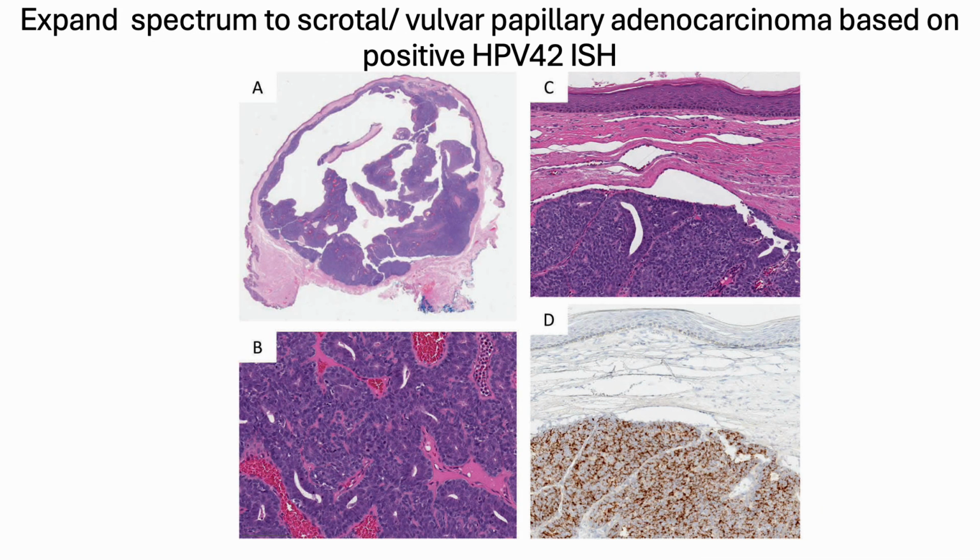Well, as a consequence of knowing this, we can expand the spectrum of papillary adenocarcinoma to some tumours at other sites apart from digits, and so far similar tumours have been identified on the scrotum and the vulva. And this is an example of a scrotal papillary adenocarcinoma, very histologically similar, partially cystic, partially papillary, cribriform ductal areas, and very strong HPV42.